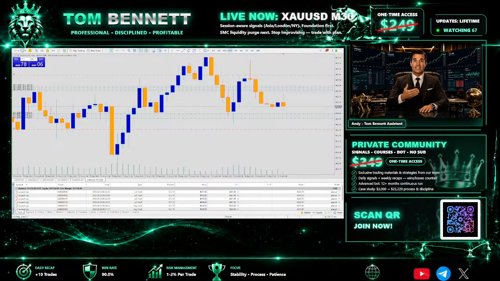The fifth filter is USD alignment. Since XAUUSD is quoted against the US dollar, gold traders cannot ignore USD behavior. A buy setup on XAUUSD becomes stronger when USD is weakening. A sell setup becomes stronger when USD is strengthening. This does not mean gold will always move perfectly opposite to the dollar. Markets are more complex than that. But USD direction gives you an important layer of probability. If you are buying gold while the dollar is strongly bullish, you need a very strong reason. If you are selling gold while the dollar is collapsing, you need a very strong reason.